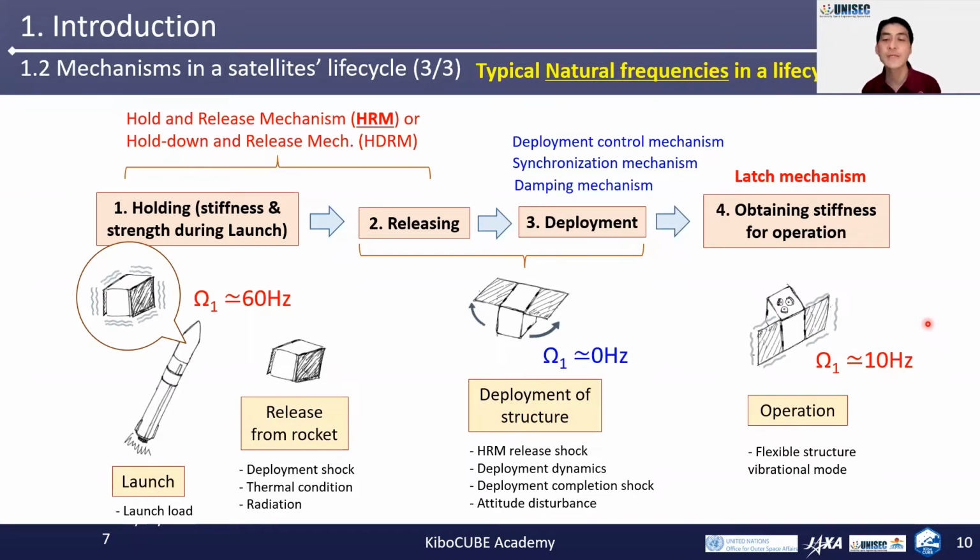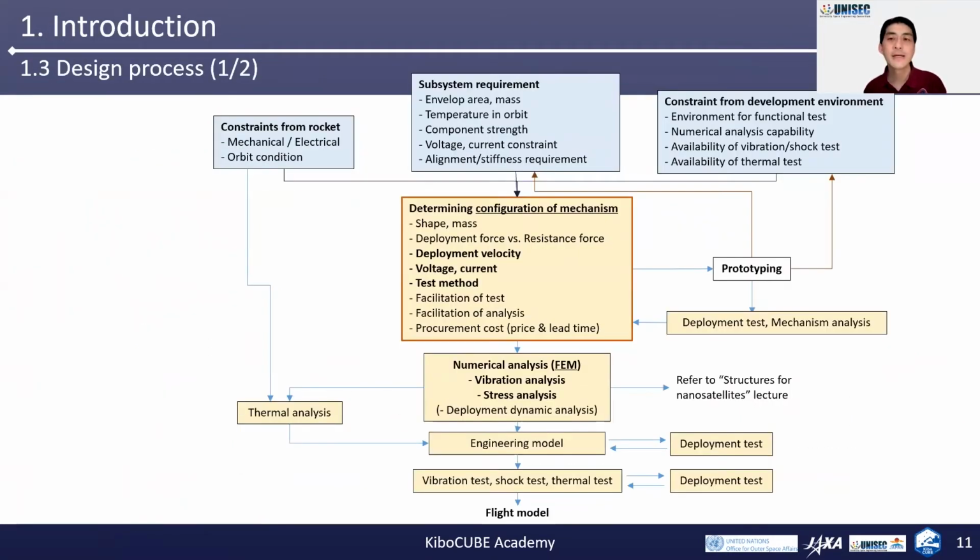The natural frequency should be high enough to enable precise pointing towards the target location, such as on the Earth or in the sky, for some applications. If the satellite is still flexible, precise pointing will not be feasible. So please be aware of the change of natural frequencies realized by various mechanisms on satellites. Now, I will show you a typical design process for nanosatellite mechanisms.